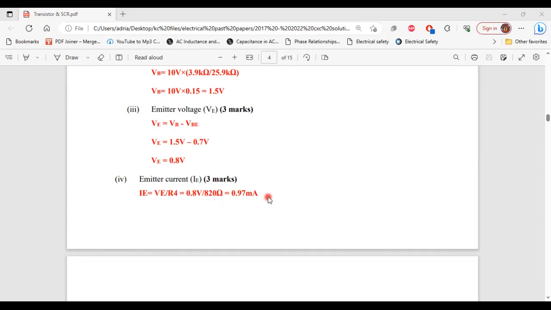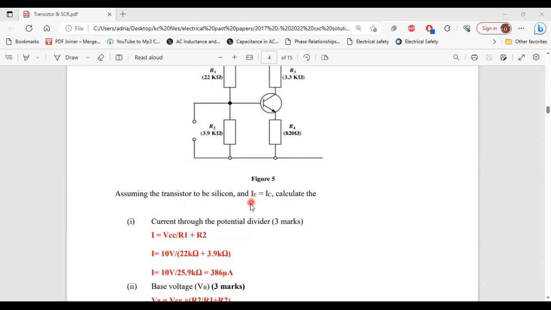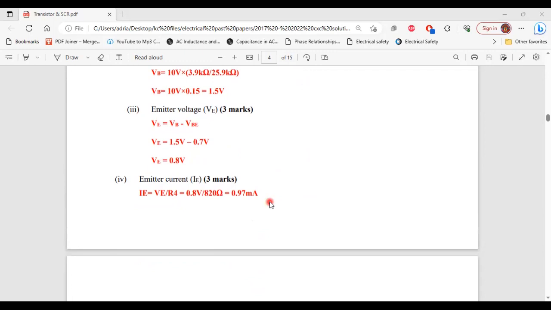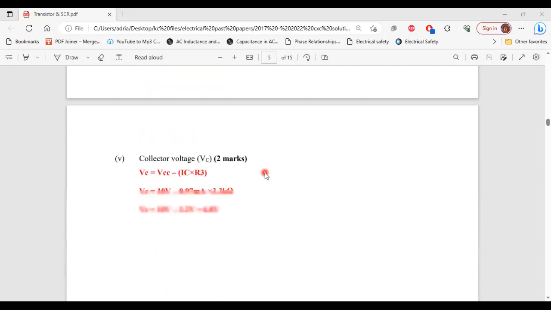For the emitter current, it is always in milliamperes. And keep in mind that the question also tells us that IE is equal to IC. So what that means is that once you have IE, you also have IC because they are equal. So it means that this current is also the same current for IC. All right, so that's it for part four.